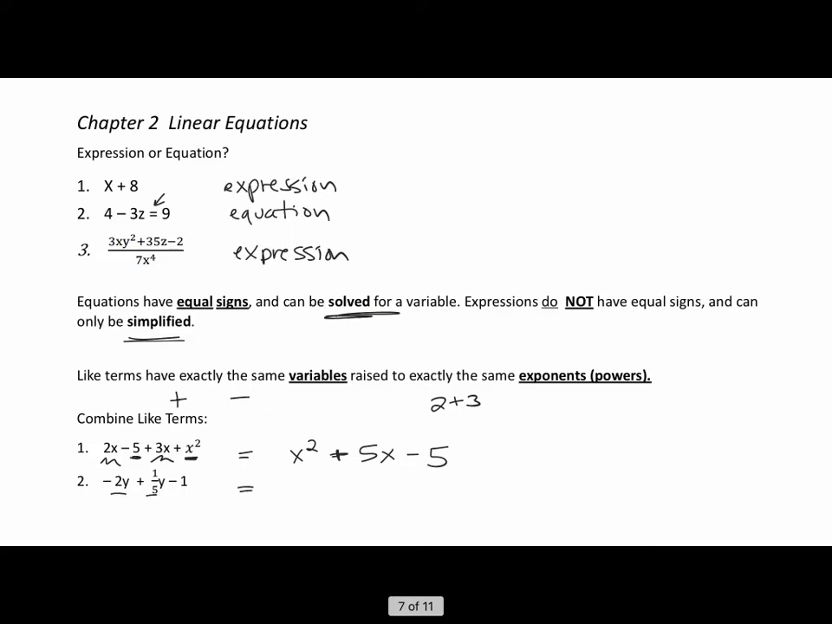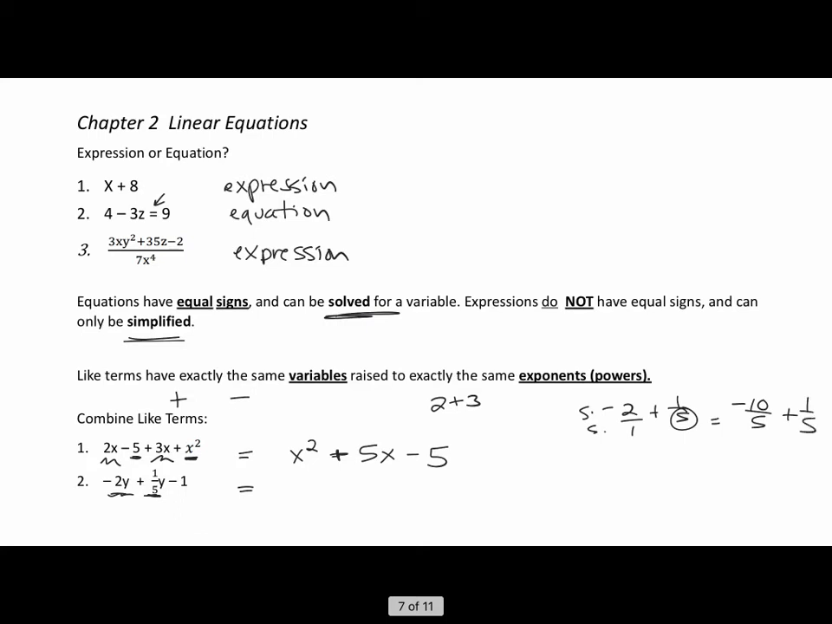For our second example here, we have 3 terms. And actually, the highest degree of the variable y is just y. So then I want to add the numbers in front, -2 plus 1/5. Unfortunately, those are fractions, so I need to get a common denominator, and that's going to be 5 because I can change a 1 into anything that I need to. So -2 is actually -10/5.